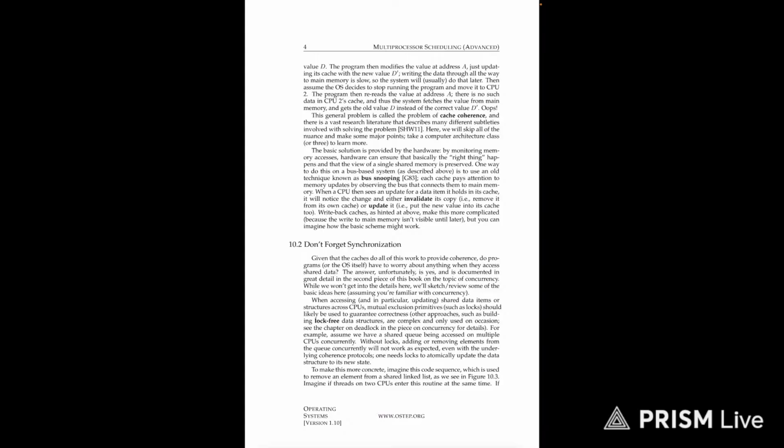The program modifies the value at address A, just updating the cache with the new value. It's as simple as that. It just changes the value at some point, which is the cache coherence problem, and we end up accessing the old data. There is a vast research literature and there are many studies on this.